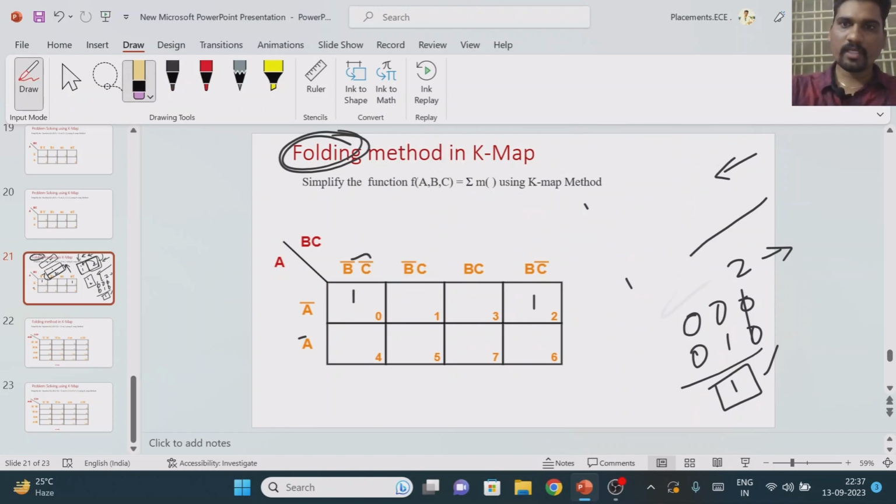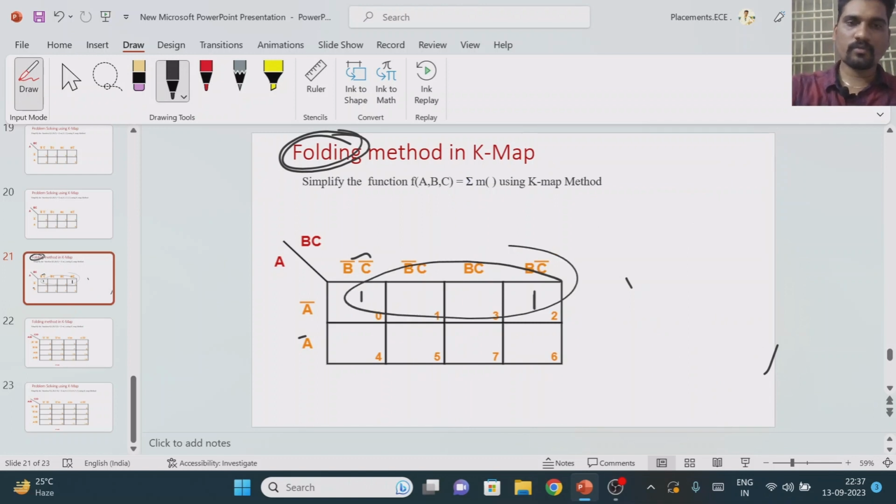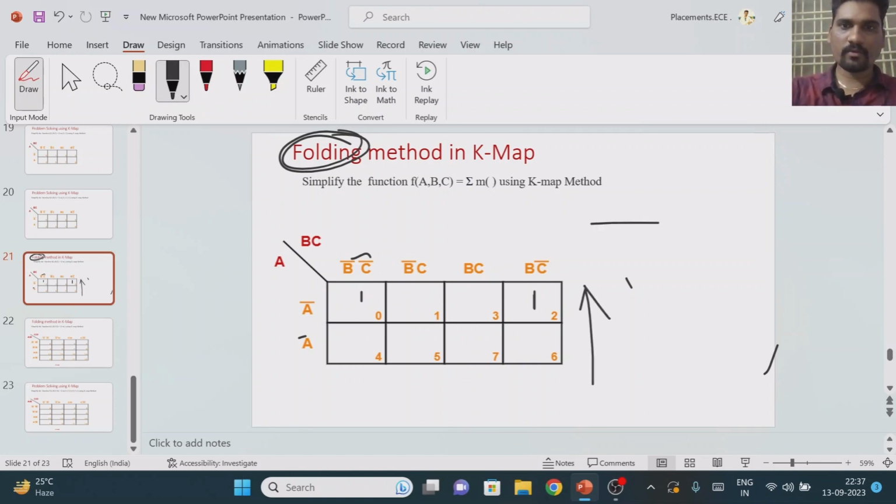So why do we require folding? If you understand the concept here, this is the adjacent cell, right? This is adjacent to this one, but we cannot group like this, right? For that reason, what we are doing is folding. Now see, how to fold this one: from bottom to top, or right to left? What is your answer? This way we need to fold, because here we have the one, and this should be folded onto this one.